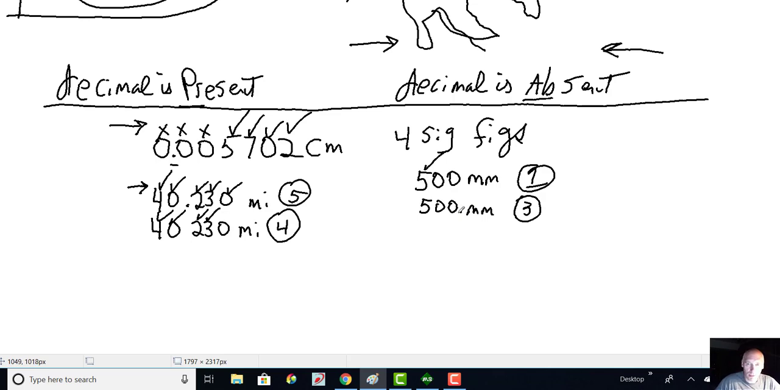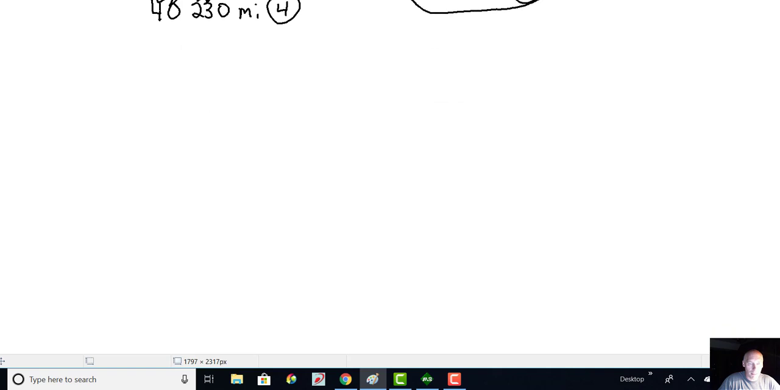Once again, remember in the first video, the last digit's an estimate. These were measured with 2 different devices, 2 different degrees of precision. Okay, so you need to pay attention to the decimal if it's present. Okay, now let's get on to the last part here. You're multiplying or dividing numbers. Once again, the rule is your answer can only have as many significant figures as your least precise measurement.